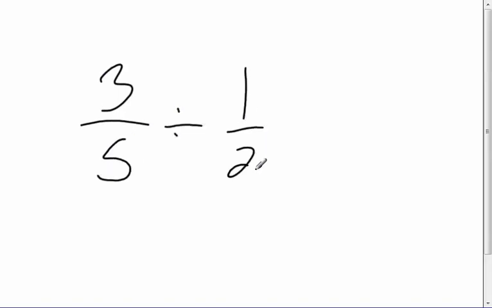So let's say I have 3/5, and I'm going to be dividing that by, let's say, 1/2. Okay, have you written this problem down? Okay, so the idea is, always step 1, write down the original problem. Step 2, right, that's correct. Okay, so here we go. And then step 3 is to simplify.